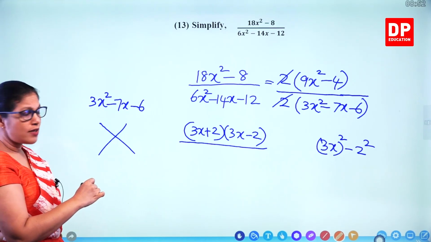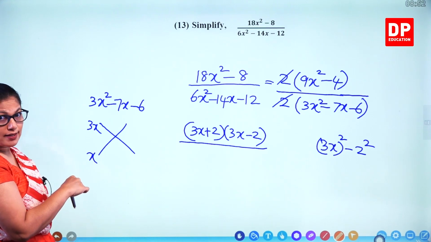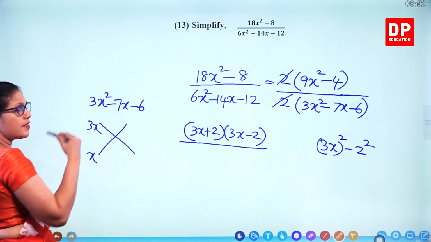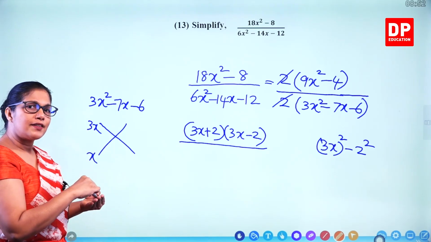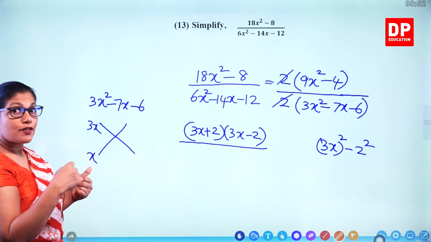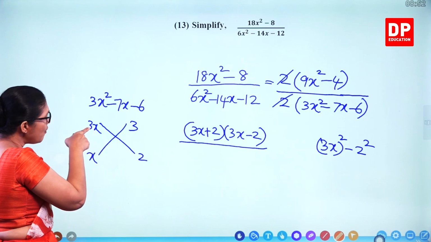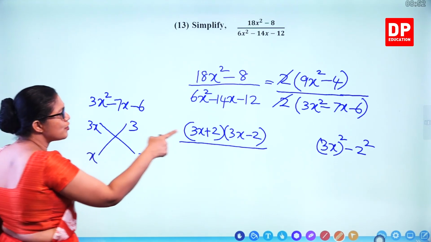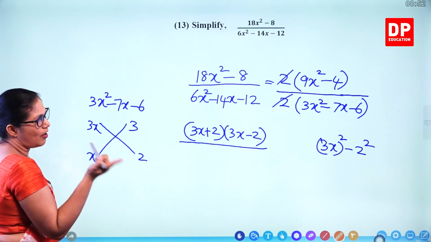So I draw a cross. 3x squared is 3x and x. Factors, when you multiply, you get 3x squared. How do you get minus 6? 3 and 2, 6 and 1. We'll try 3 and 2 and see. 3 and 2. And when you cross multiply, you need to get the middle term. Now here 6 and 3. You are not getting 7.